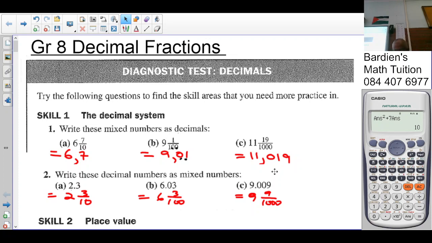Skill 3. Number 1, 21 and 3 over 9. 21,39. Number 3, 6,013. Number 5, 7,04. Am I moving too fast? No. Number 7, 3.6. Number 9, 8.2. Number 11, 2.5. Number 13 is 6.3. Number 15 is 3,142. Number 17 is 1.3. Number 19 is 6.4. Okay?